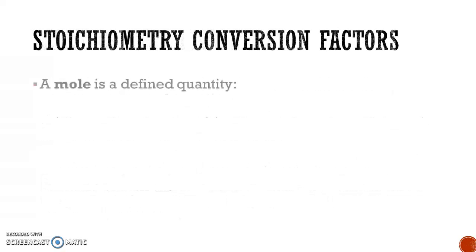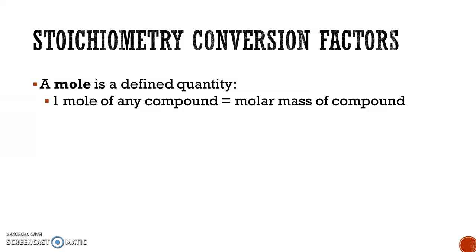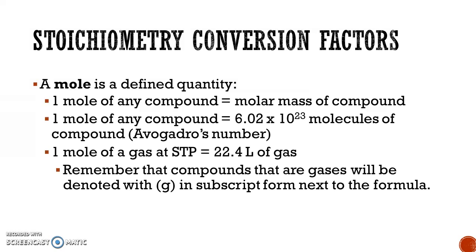To perform stoichiometric calculations, we need 4 specific conversion factors. 3 of them are related to the mole. 1 mole of any compound equals the molar mass of that compound. 1 mole of any compound equals 6.02 times 10 to the 23rd molecules of that compound. This is also known as Avogadro's number. And 1 mole of a gas at standard temp and pressure equals 22.4 liters of gas.